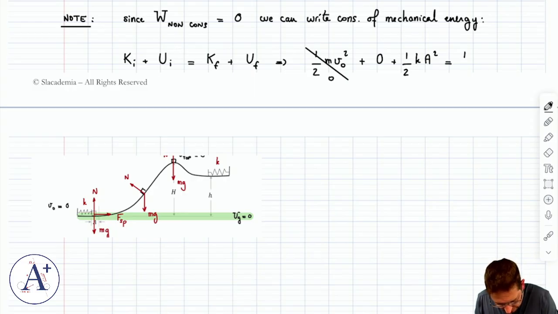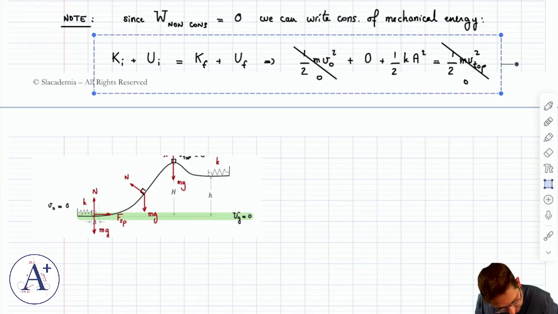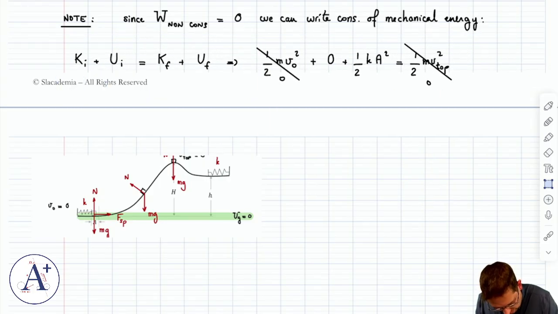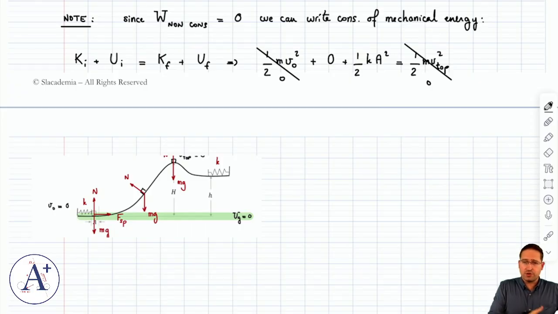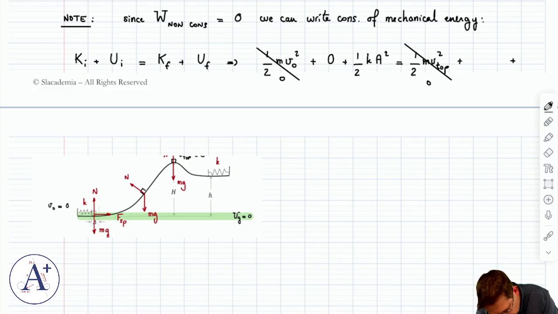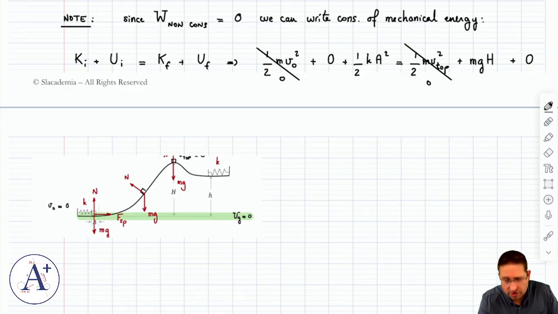At the top, what do I have? I have 1/2 m v top squared, which is 0 because you barely make it to the top, so v top is 0. And then there's no spring at the top. The spring has completely returned to its original length, so it doesn't have any more energy stored, so there's no elastic potential energy. I'll put a 0 here, but there is mgh, gravitational potential energy, because now you are a height h above your reference for gravitational potential energy.